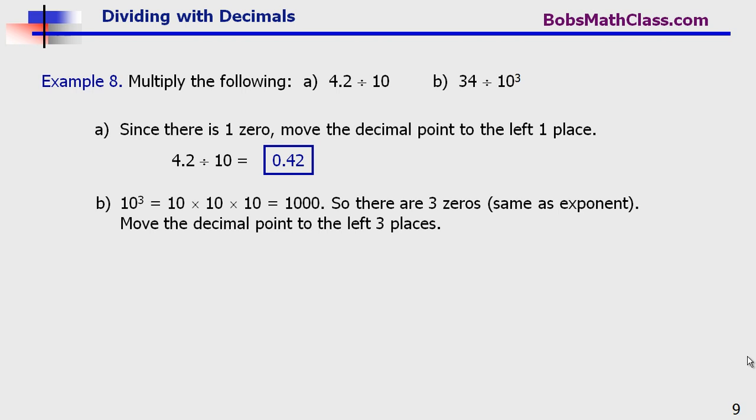Here's the next one. 10 to the third is 1,000. Again, that's 3 zeros. So we're going to move to the left 3 places. When there's no decimal point written, it's always at the end of the number. So that 34 is like 34.00. So if you move it over 3 places, we're going to have to add a 0 in front of the 3. And then don't forget the 0 in the ones place. So 0.034.